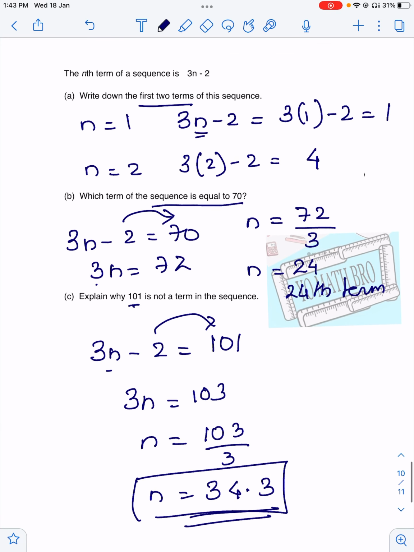Is that clear? So I hope the concept of linear equation is clear.